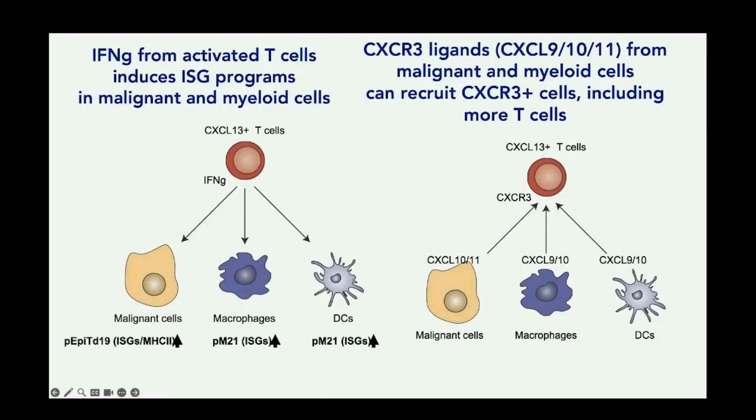So what's in this hub? Well, we said the CXCL13 positive T cell program is there. There's also the ISG program, which we see in malignant cells, in macrophages, and in dendritic cells. And this ISG program is interesting because these CXCL13 positive T cells produce interferon gamma, which is the cytokine that in fact induces these ISG programs. And as part of these ISG programs, these cells also make chemokines, CXCL9, 10, and 11, which act on another protein on these CXCL13 positive T cells, CXCR3, which is the receptor for these chemokines.